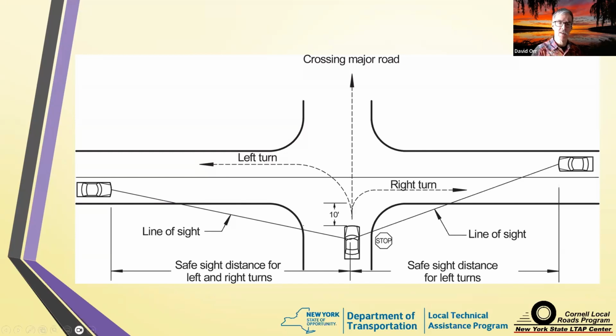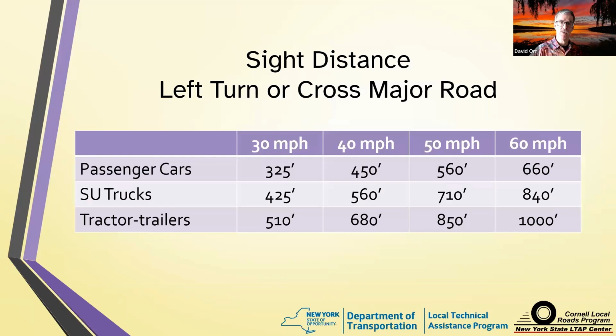So I did the math, pulled it from the Green Book. A sight distance on a left turn or cross major road, in feet, varies by the type of vehicle. For a passenger car, you need to see about 325 feet at 30 miles an hour, about 560 feet at 50 miles an hour, and over 600 feet, two football fields, at 60 miles an hour. But look what happens when you get a truck. A delivery truck is going to be another 200 feet at 60 miles an hour. By the time you get to a tractor trailer, they need to be able to see 1,000 feet. So you're going to have to think about traffic control if you have a lot of trucks and you don't have a lot of sight distance.